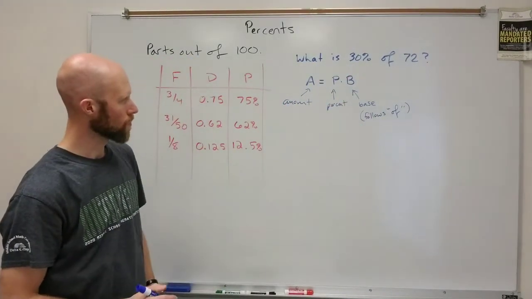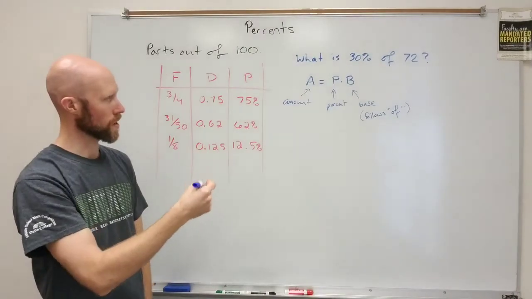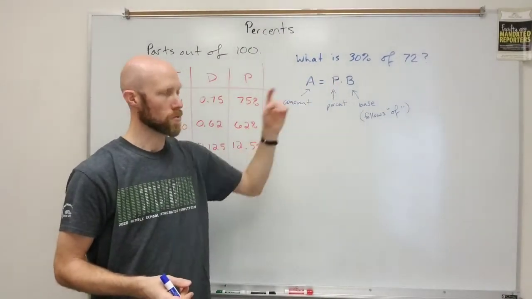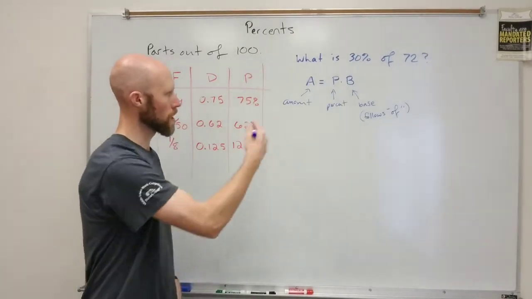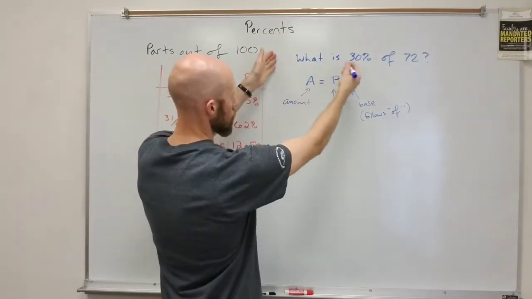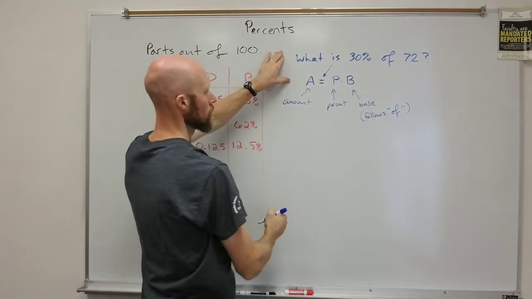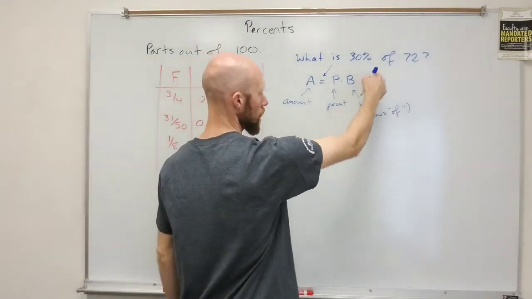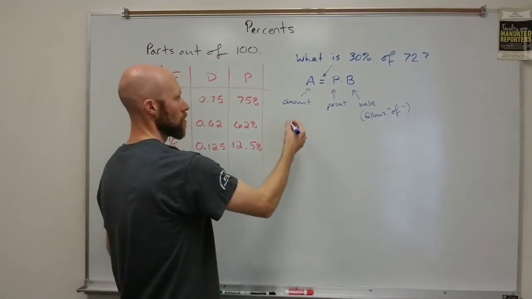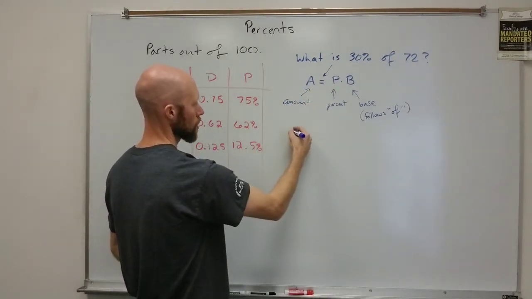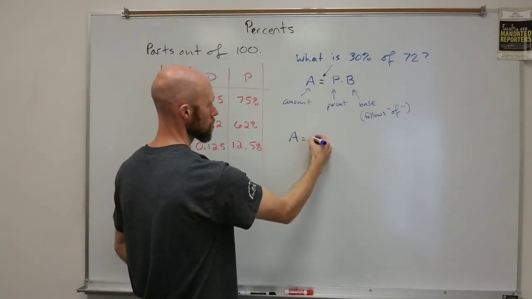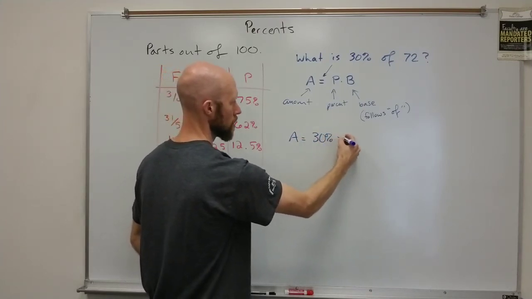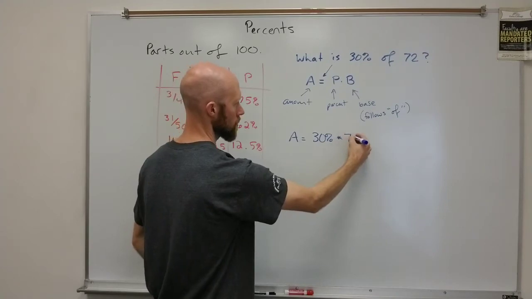And so the percent of something. The word of means multiply, right? So that's where we get this multiply from. So the amount is the percent times the base. And then the word is the equal sign, okay? The word of is your multiplication. So in the sentence, you're looking at the amount is equal to 30% times 72.